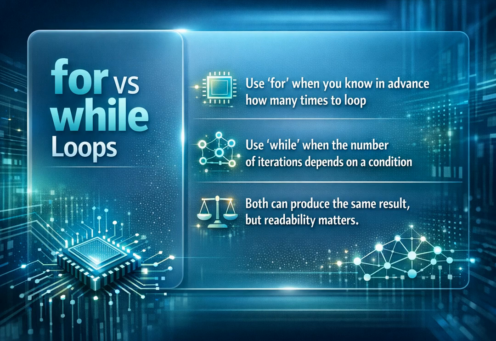Use a for loop when you know how many times to repeat in advance. Use a while loop when the repetition depends on a condition that changes during execution. Both loops can solve the same problems, but choosing the right one improves code clarity.